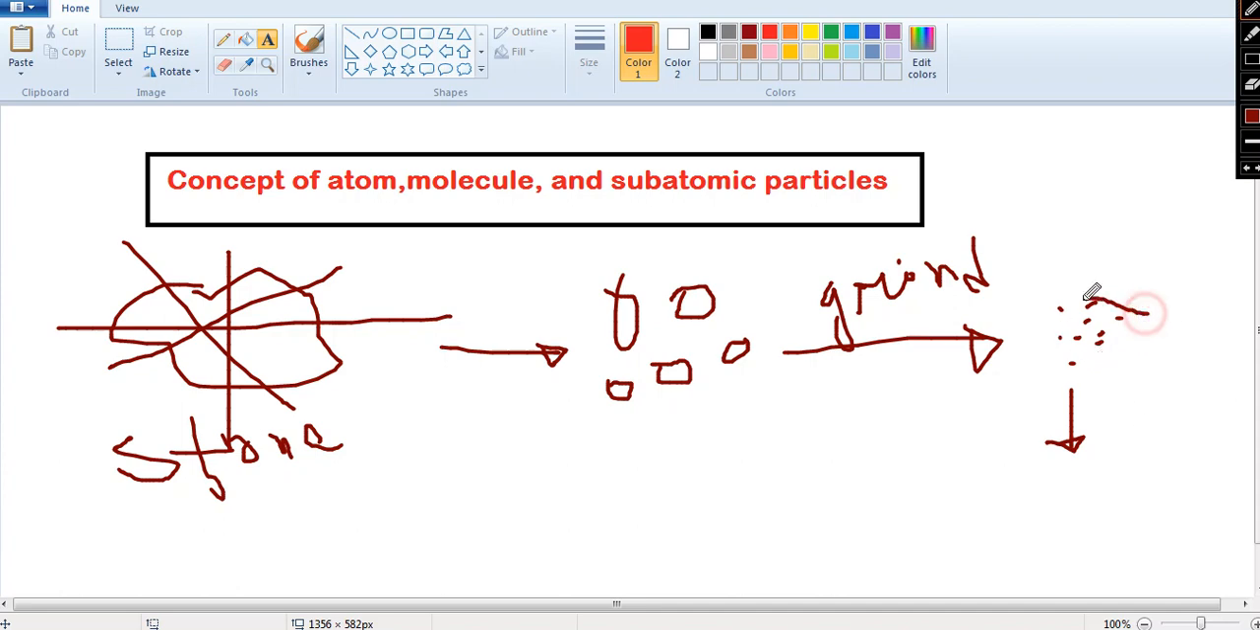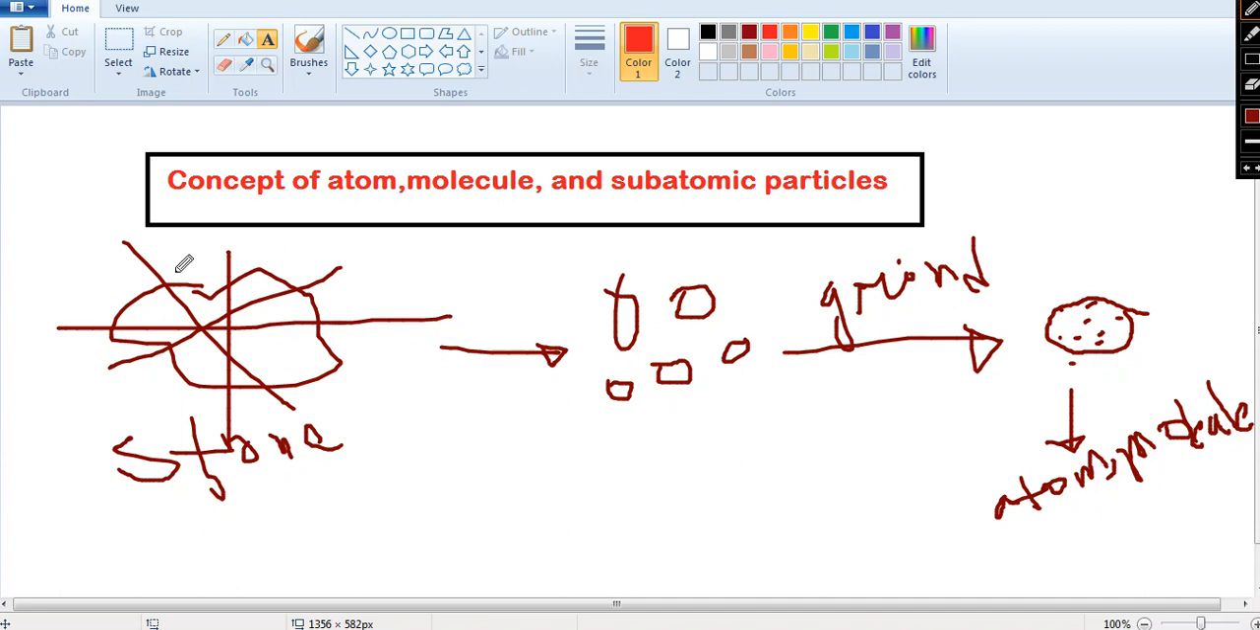Now the smallest one which we get, that is called either atom or molecule. Now you may think, why am I making you confused? Because I am telling you this is a molecule or atom, but I am not specifically telling you whether it is an atom or a molecule. So from this question you have to understand atoms and molecules. Why am I telling it is either atom or molecule?